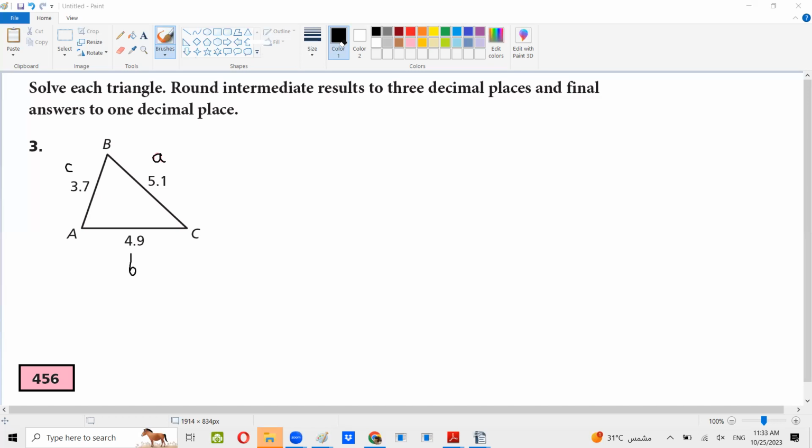Which one do you want to find? Angle A or B or C? As you like. Okay, angle A. Most of you said angle A, so I will use angle A, and I will start with side A.